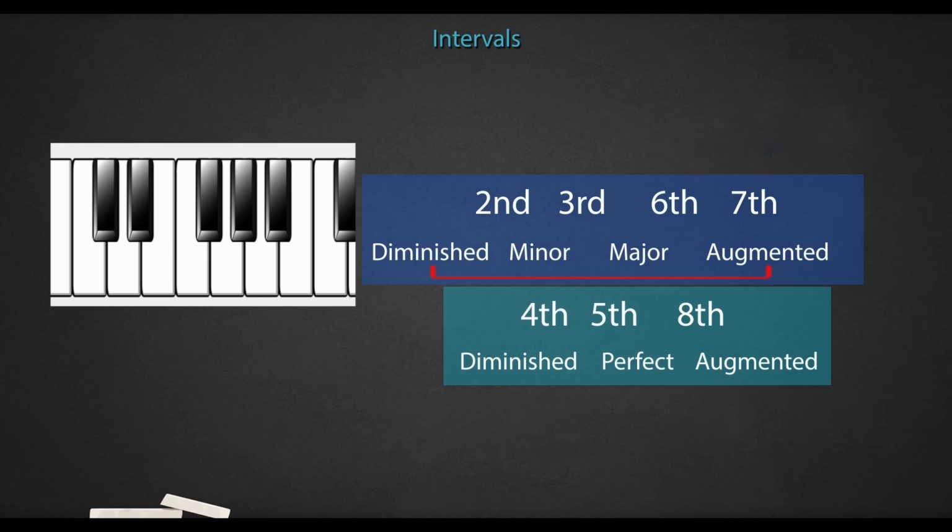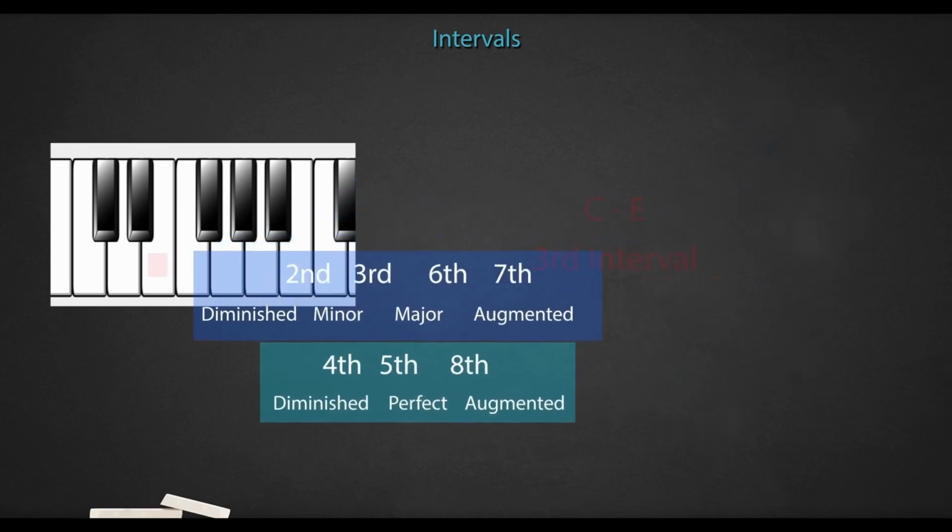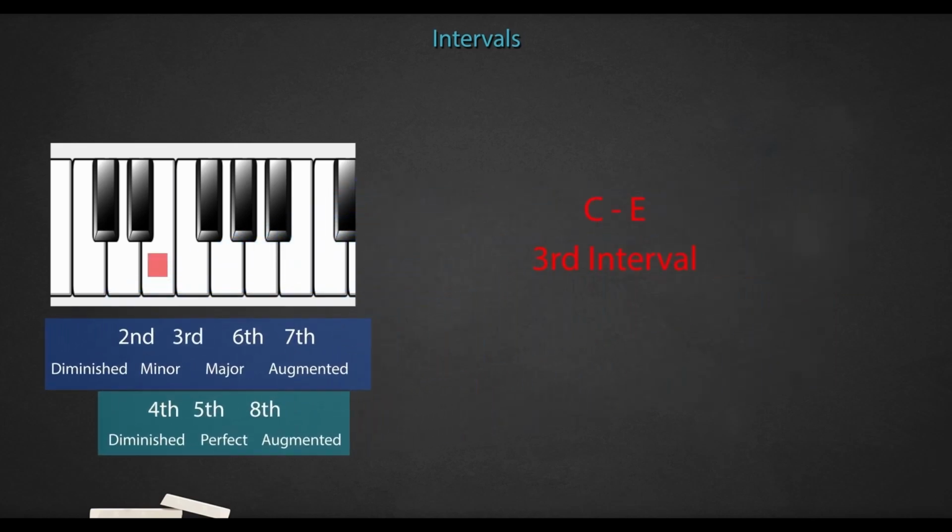Why do they need these terms? C E is an interval of a third, but it's a different distance from C sharp E or from C sharp E flat. So the number isn't enough to determine the interval.